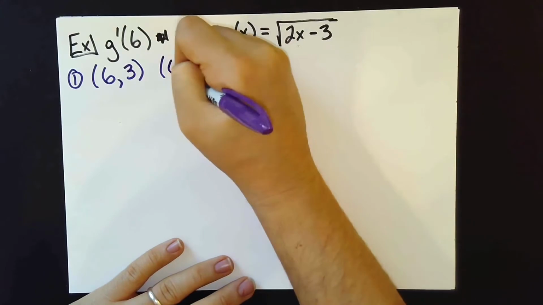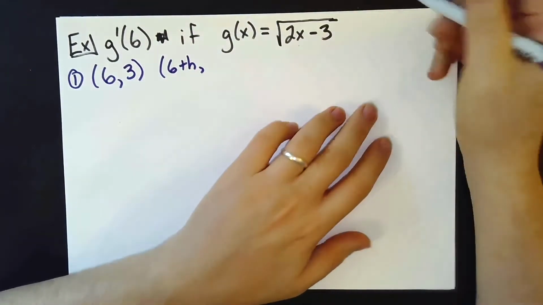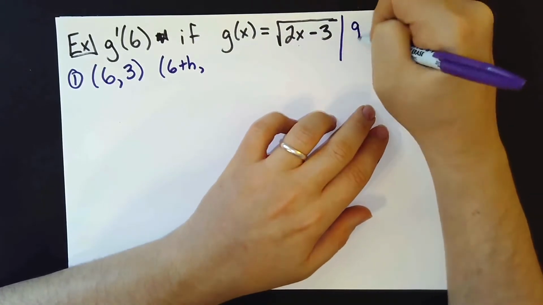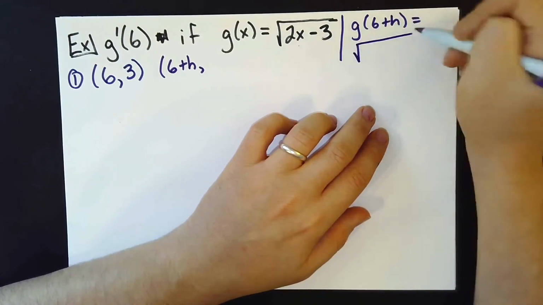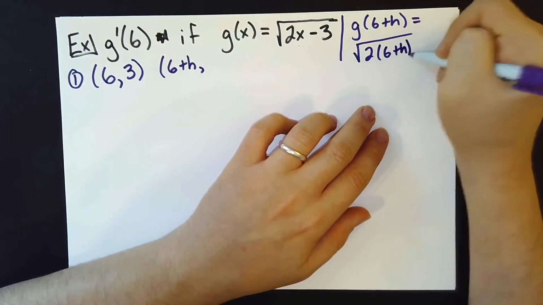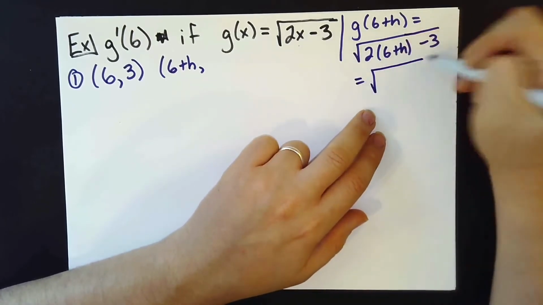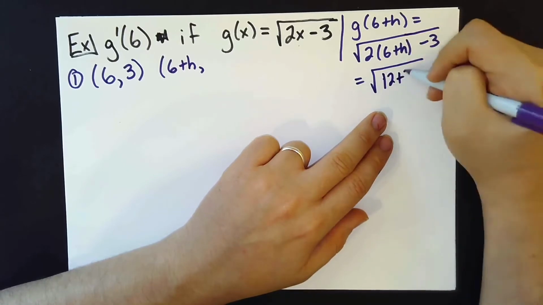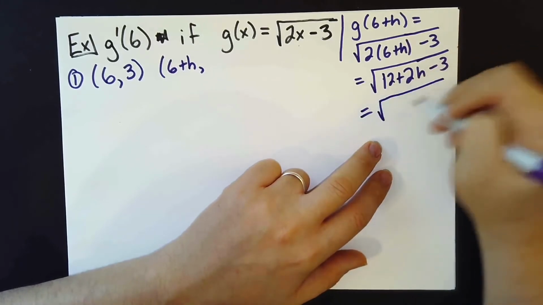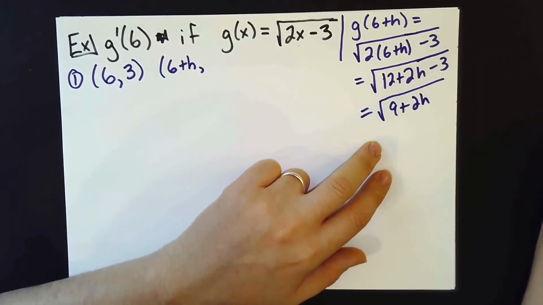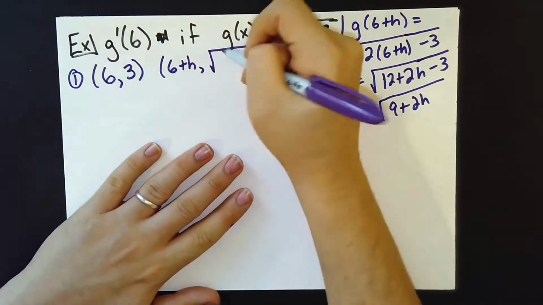And then 6 plus h, comma, and so then g of 6 plus h, that's going to be the square root of 2 times 6 plus h minus 3, which is going to be the square root of 12 plus 2h minus 3, which is going to be the square root of 9 plus 2h. So that is our y-coordinate here.